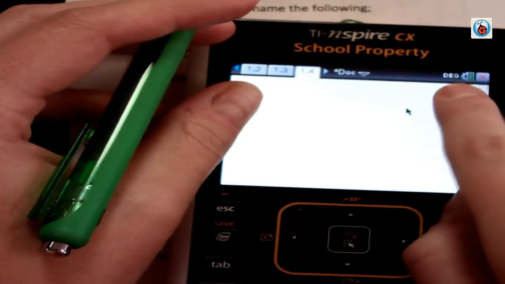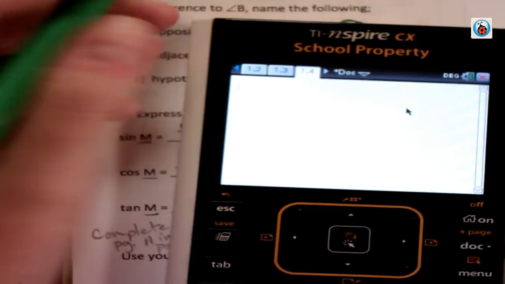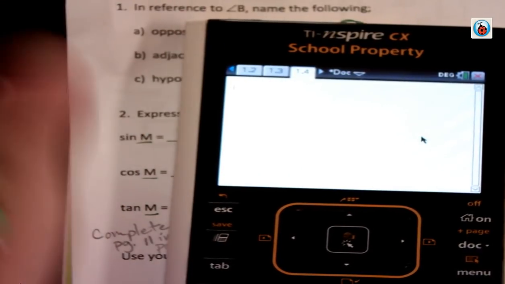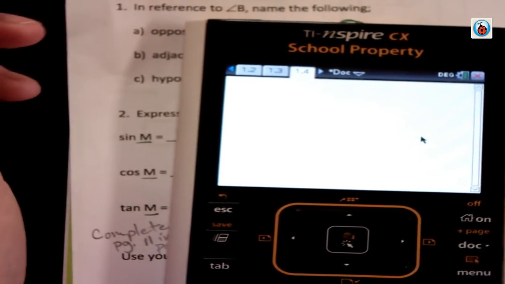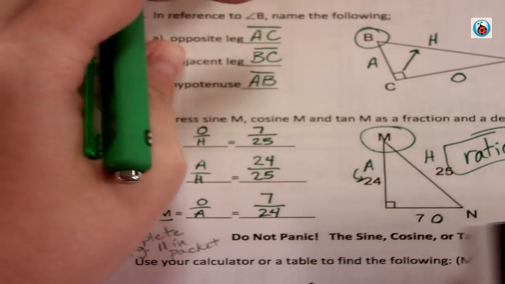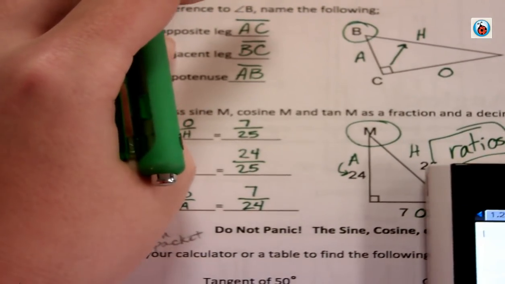Alright? And that's what you're looking for. So you always just look in the top right hand corner to make sure it is in degree. If it's not, then you click Doc 7.2 and change it to degree. Alright? Now here, the rest of the time we're going to be using our calculators.